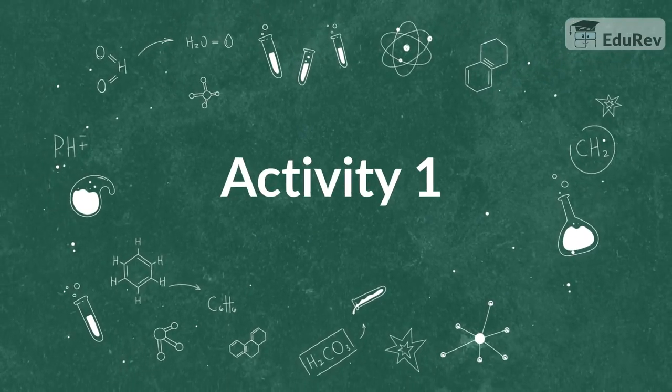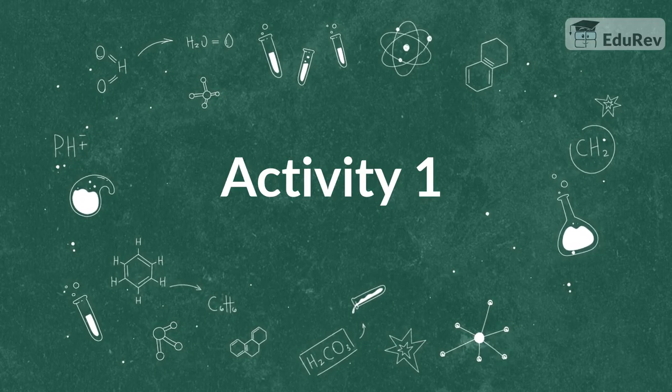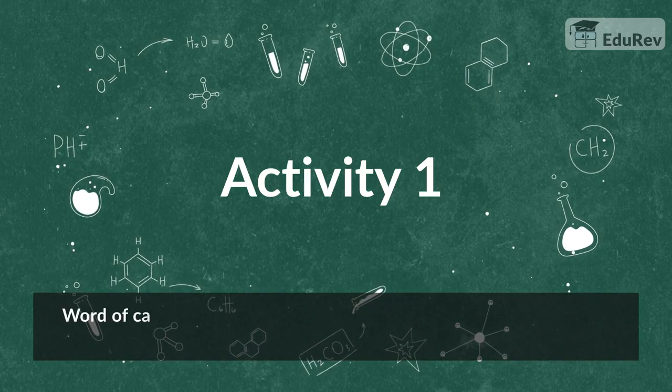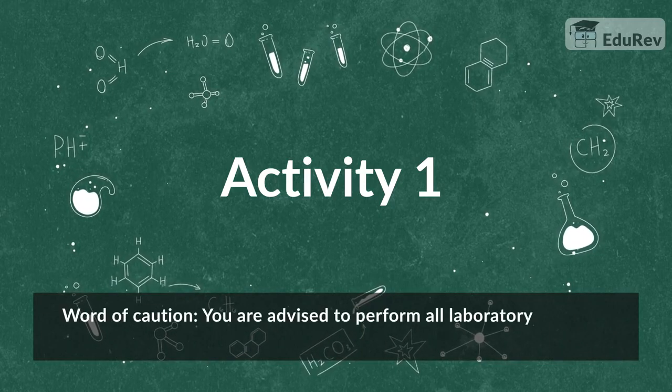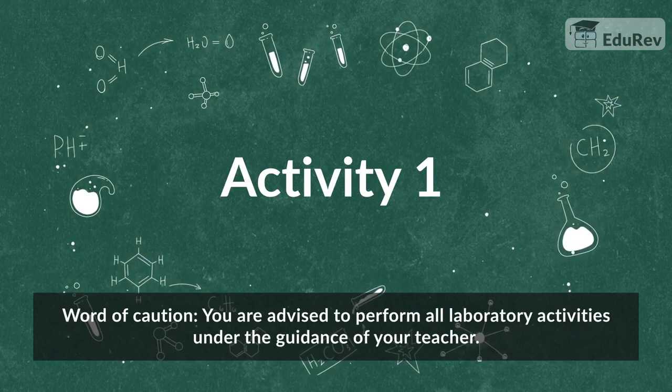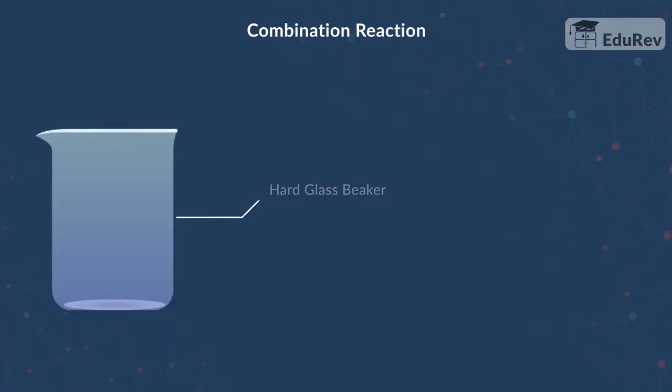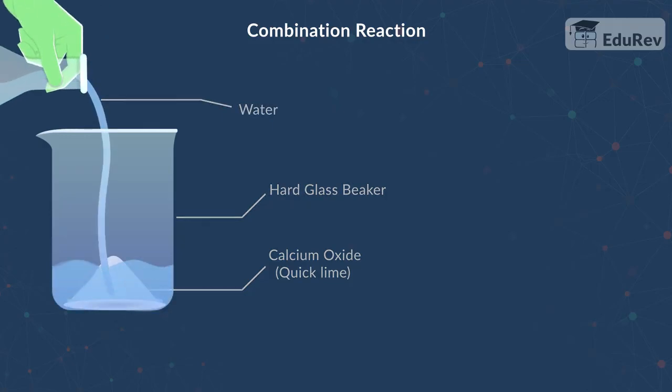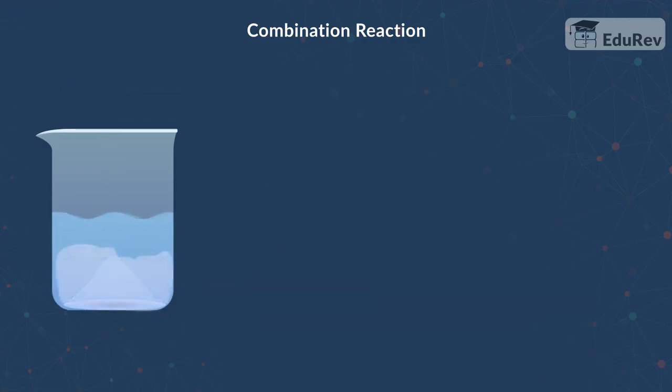Okay, it's lab time now. Let's perform some activities together and see what happens. Word of caution. You are advised to perform all laboratory activities under the guidance of your teacher. In a beaker, take a small amount of calcium oxide, CaO, also called quicklime. Add some water to it. What do you see? Do you feel the change in temperature?